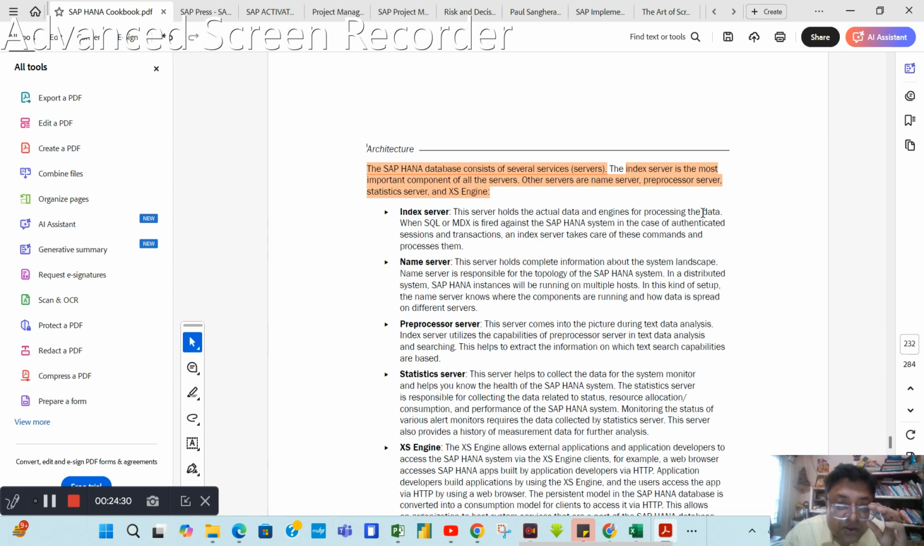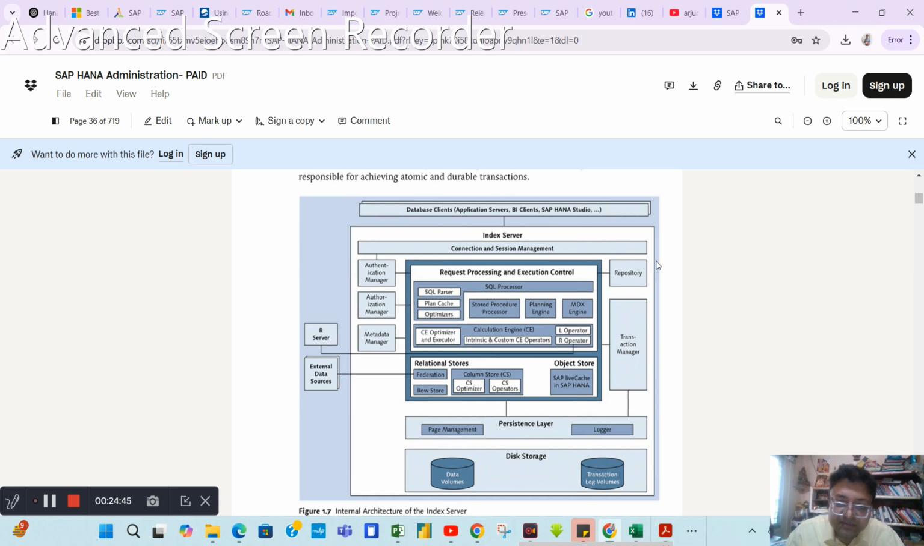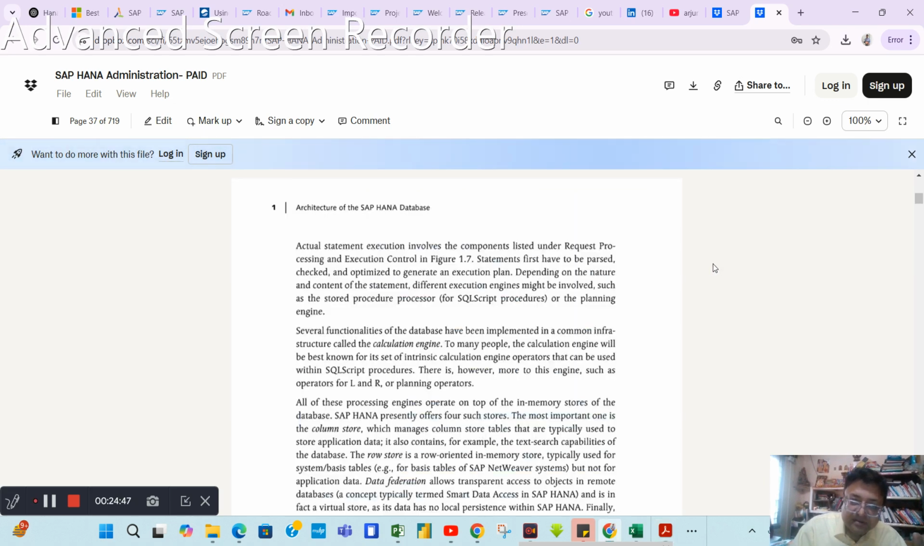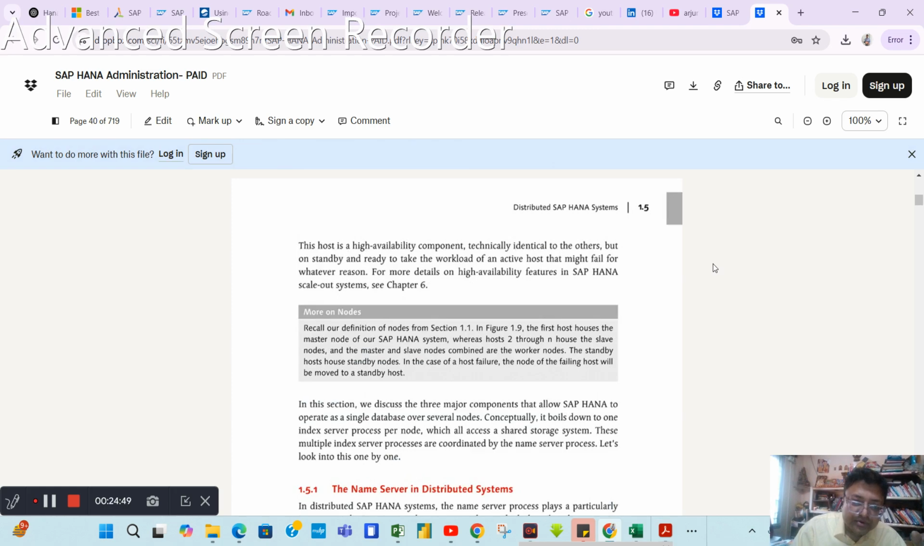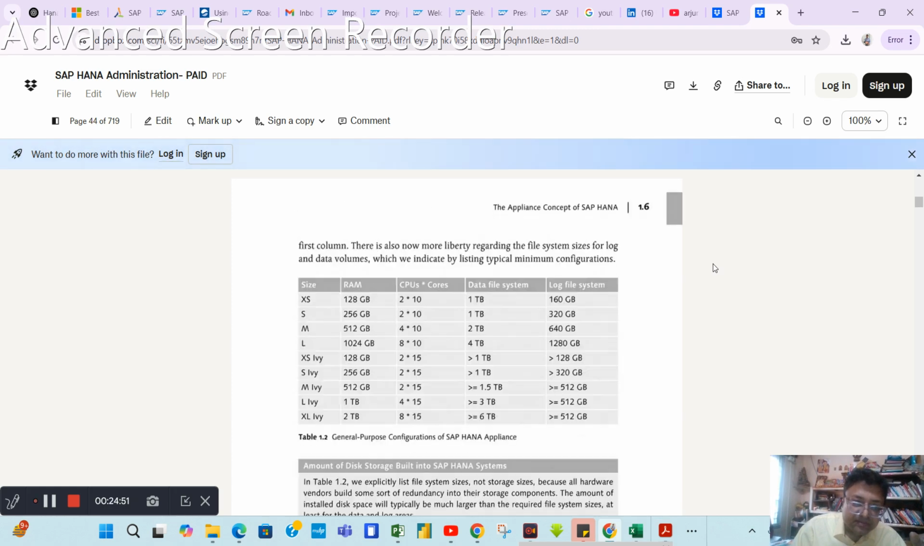When SQL or MDX is fired within the SAP HANA system, in the case of authenticated sessions and transactions that are happening, the index server takes care of these commands and processes them. It's the command processor. And how is index server explained in the SAP Press book? In a much simpler way, they have explained index server.